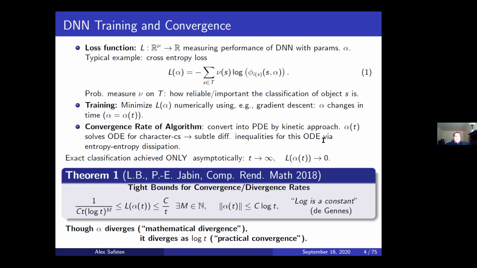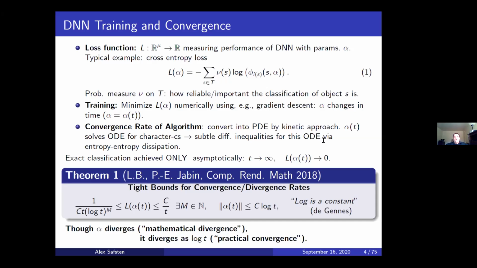So the question is, how do we optimize alpha? And the main tool that we will use to do that is the loss function. The loss function maps from the parameter space R^mu into R, measuring the performance of the deep neural network. A typical example of a loss function is the cross entropy loss, which is the weighted average of the log of the correct output for each object in the training set.